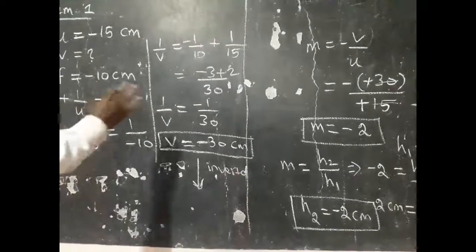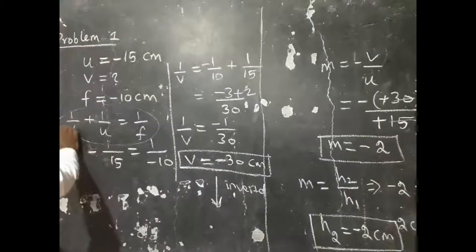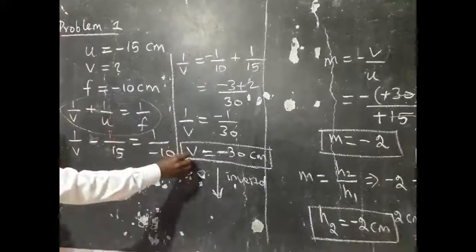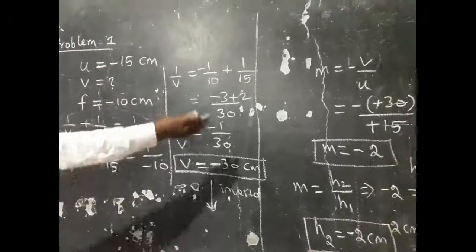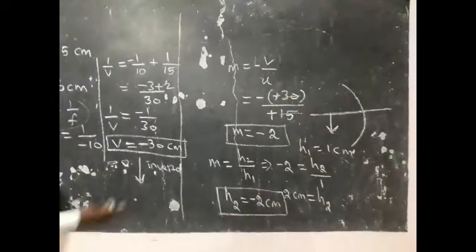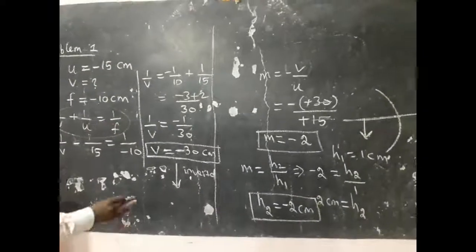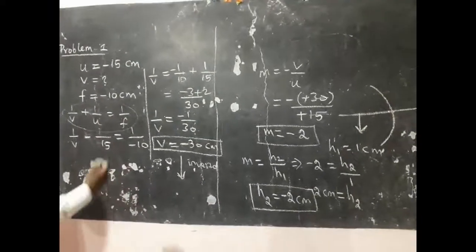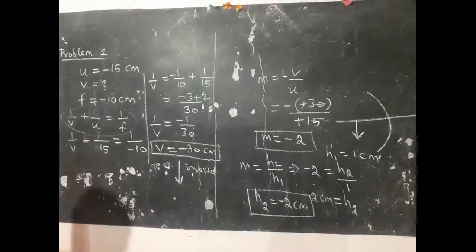So everything you have to write according to the mirror equation formula. We can easily find out the object distance, image distance, or focal length, and the height of the object, and we need to find out the magnification. So these related problems you have to solve, and book back numerical problems also you have to solve.